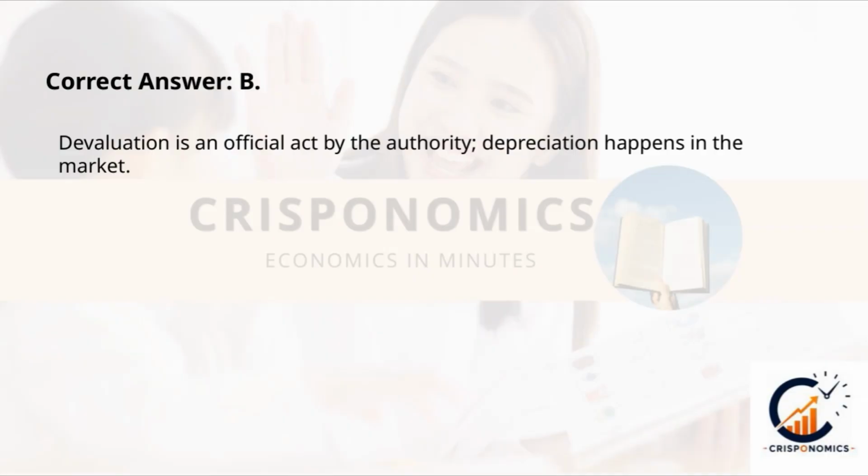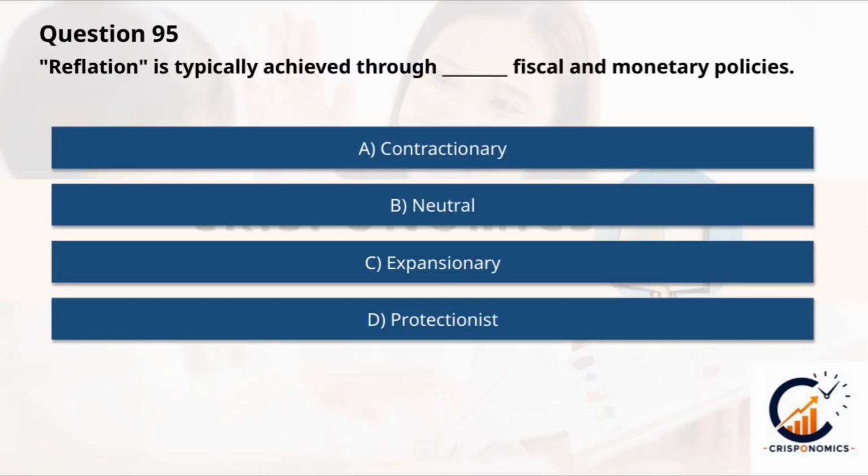This distinction matters because one is deliberate, the other is organic. So when we talk about currency value changes, it's important to know who's calling the shots. When we talk about reflation, we're referring to policies aimed at boosting economic activity after a downturn. So, which type of fiscal and monetary approach gets us there?